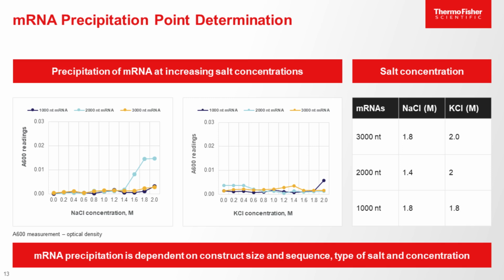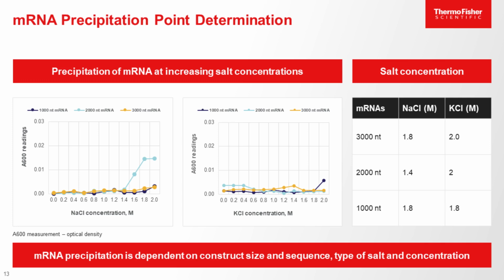As previously mentioned, it is important to optimize your mRNA process for your specific molecule. This slide shows the precipitation of mRNA as a function of increasing salt concentration. The A600 measurement was used to determine the precipitation point of mRNA. Two different salts were also tested, sodium chloride and potassium chloride. As you can see in the graph on the left, in the presence of 1.4 molar sodium chloride, precipitation of a 2,000 nucleotide mRNA is observed.